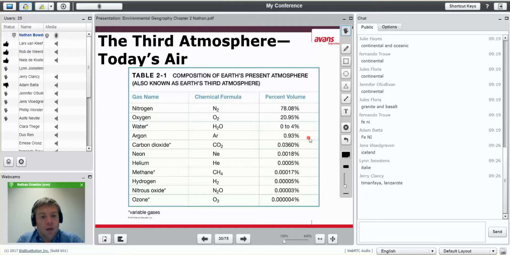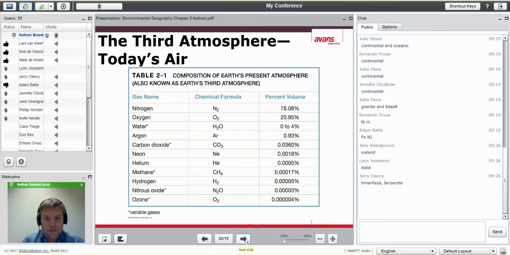Argon, which is a stable gas that does not react, is a little bit less than 1%. Carbon dioxide is variable because it is increasing every year. Neon, helium, methane is quite low. Hydrogen gas, nitrous oxide, and ozone are very small trace elements in our atmosphere, although the composition of the atmosphere changes as you go further above the surface.